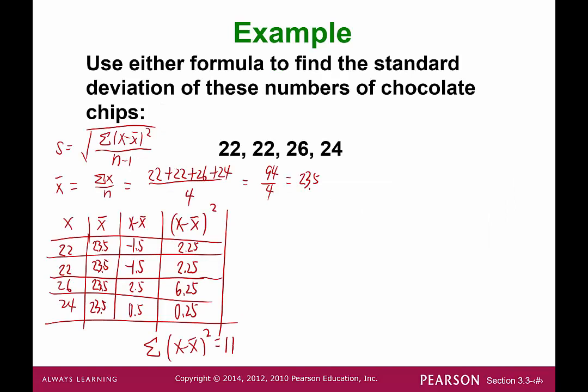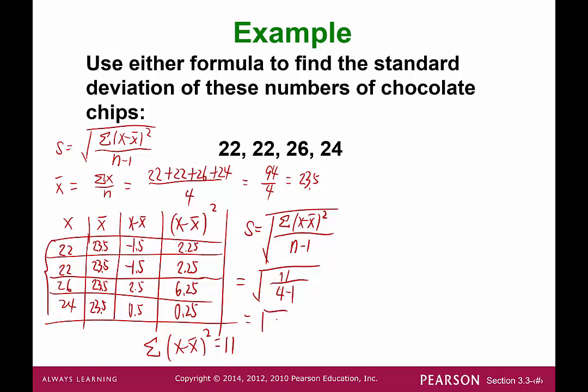Okay, now let's apply the formula right here. Standard deviation equals the square root of the summation of x minus x bar squared, which we did, it's 11, over sample size minus 1. So the square root of 11 on top, and sample size is 4, so 4 minus 1. This is radical 11 over 3. If you put it into the calculator, rounded to one decimal place, the answer turned out to be 1.9. Alright, so this is one way to do it using the first formula.